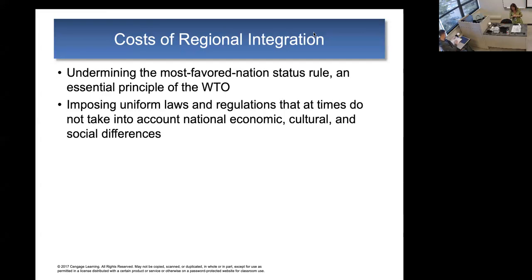Imposing uniform laws and regulations that at times do not take into account national economic, cultural and social differences. Every country has their own laws and their own cultural customs, values, beliefs and things like that, right? Even within Europe. And you have others from South America and Asia that are more varying cultures than those within Europe, right? So it doesn't necessarily take that into account, and the laws of the countries are different.